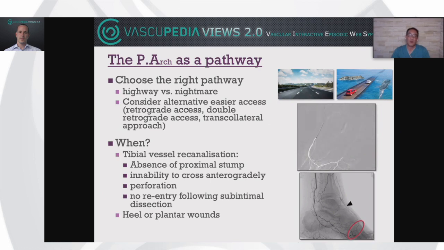And when do we use a plantar arch as a pathway? I'd say that the indications are more or less the same as a retrograde puncture when you're trying to perform an opposite recanalization procedure and you don't have a proximal stem, or you are unable to cross anterogradely, or get entrapped in a perforation, or you cannot re-enter following a subintimal dissection. And there's also a quite common indication shown in the bottom right of the screen, which are heel or plantar wounds that cannot be approached anterogradely with complex retrograde bailouts.